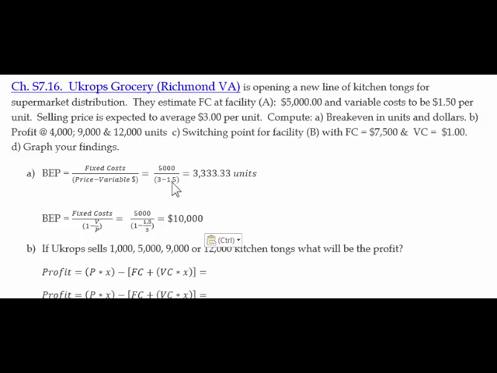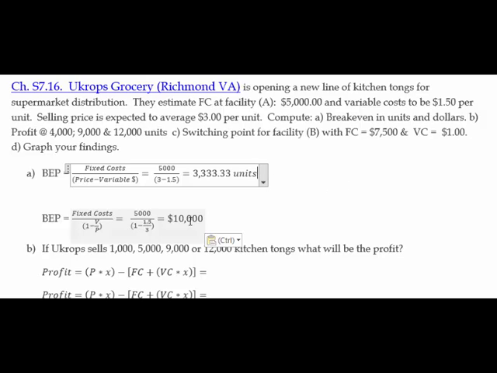Now we're going to compute the break even in dollars, which is again going to be 5,000 divided by 1 minus $1.50 divided by 3, which is our variable cost divided by the price. So it's going to be $10,000. I told you I can also show you one other way to calculate, to switch it from units to price.